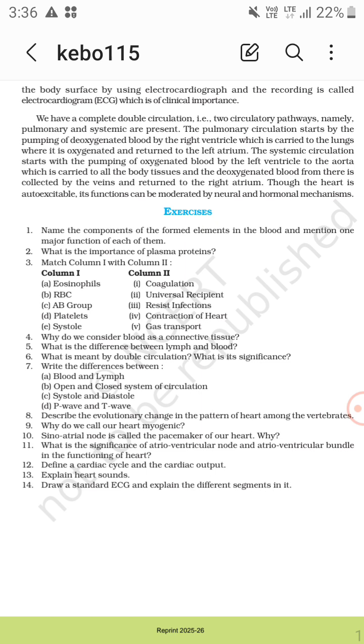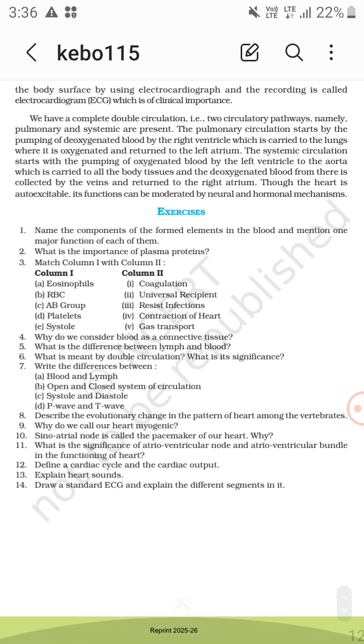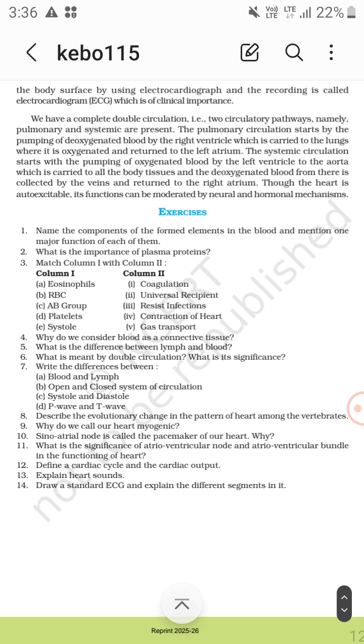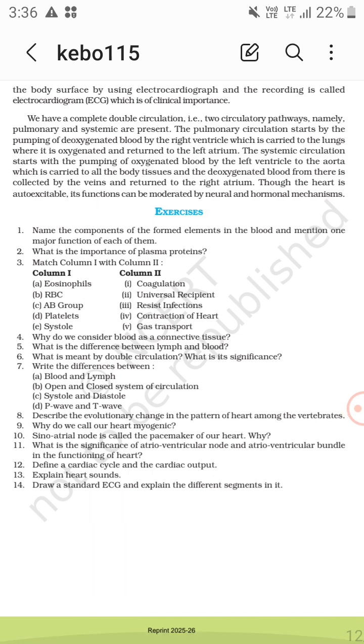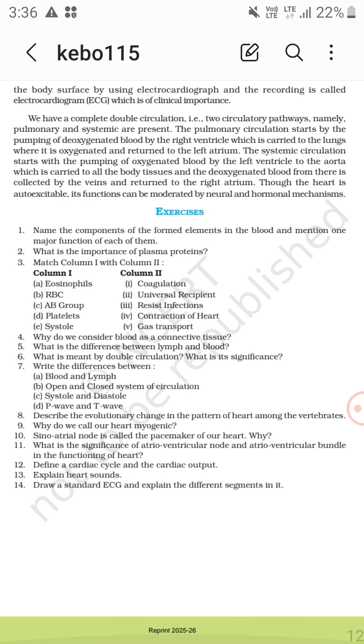Define a cardiac cycle and the cardiac output. Cardiac cycle is a sequence of events that has the contraction and relaxation of atria and ventricles. And the cardiac output is the 70 ml of blood pumped out by each ventricle, multiplied by the heartbeat. So this is the cardiac output. It is approximately 5 liters in humans.